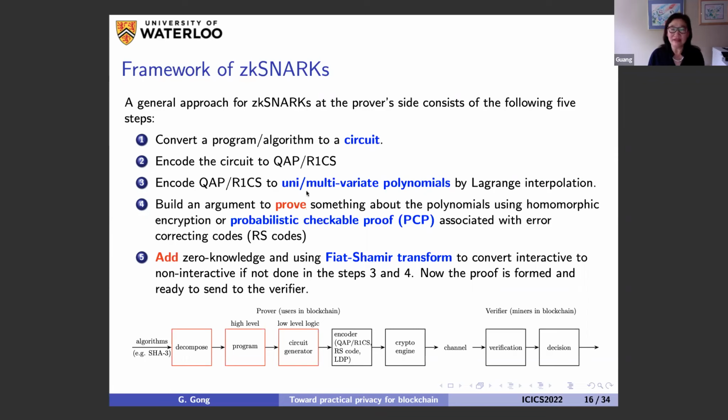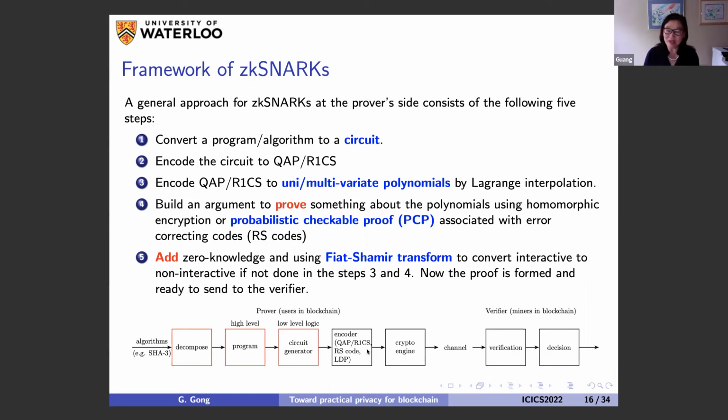Once this is done in steps 3 and 4, you have your proof ready to send to the verifier. So this is the diagram. You have an algorithm, for example SHA-3, or currently in Zcash it is SHA-256. Then you decompose this SHA function into the circuit. Or you could look at the high level, which is the C program, and from the C program you go to the low-level logic, which is the circuit generator, from your C program into the circuit representation.